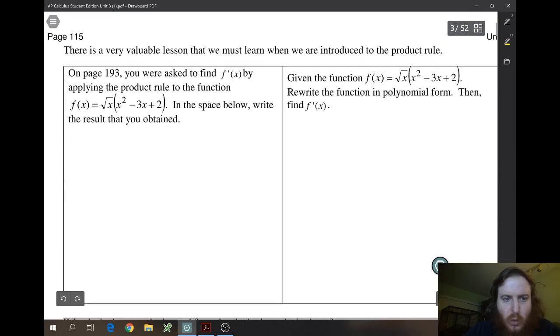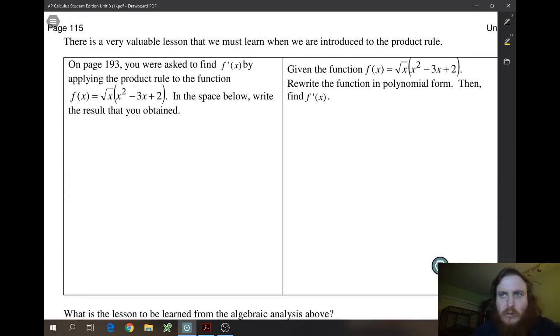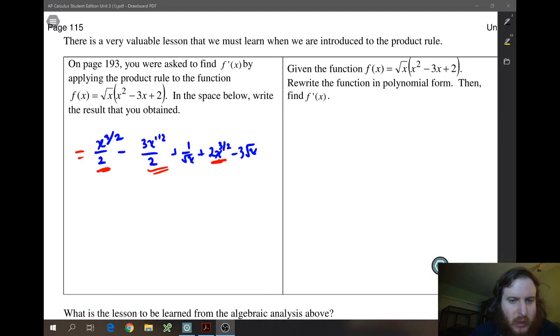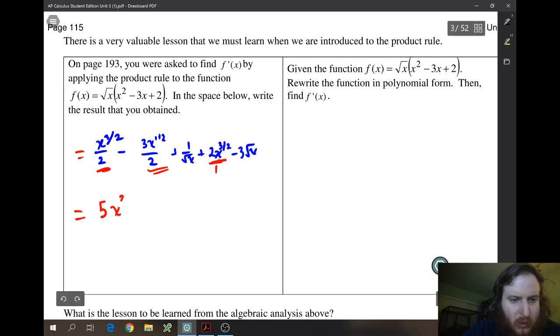So when we use the product rule, there's a really, really valuable lesson that we're going to learn about it. And we're going to see that right here. On page 193, we found f prime of x, right? And up there we had our answer. I was a little bit lazy and didn't add those, but if I lollipop the 2, times 2 times 2, we'd get 4 plus 1, so we'd end up with 5x to the 3 halves over 2. And we said a square root is the same as x to the half power.